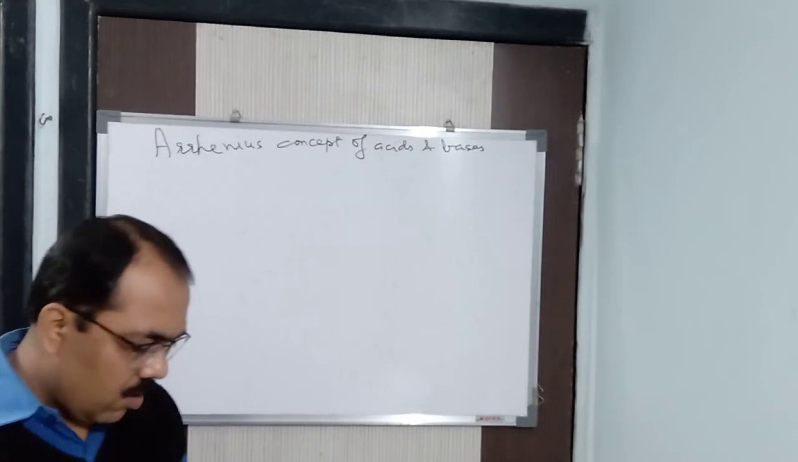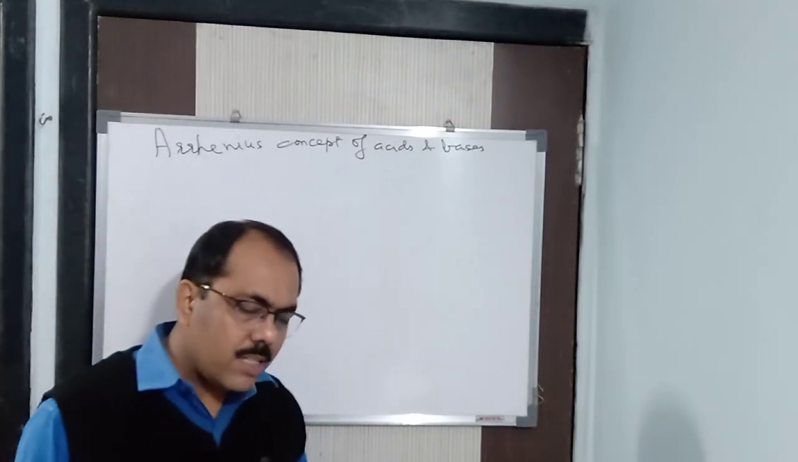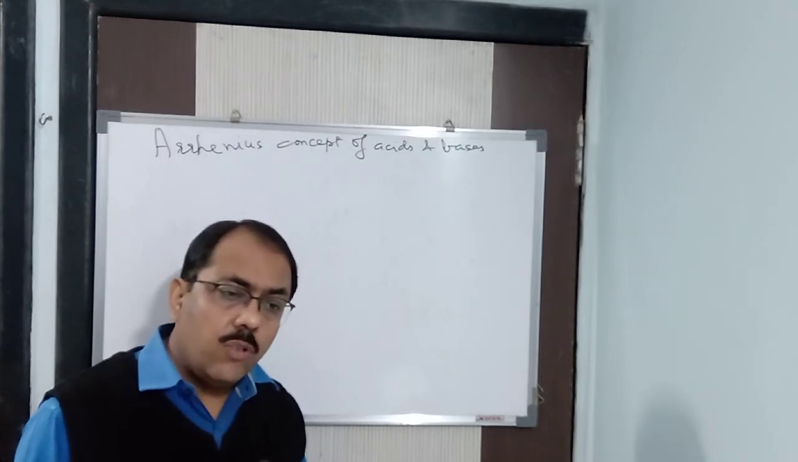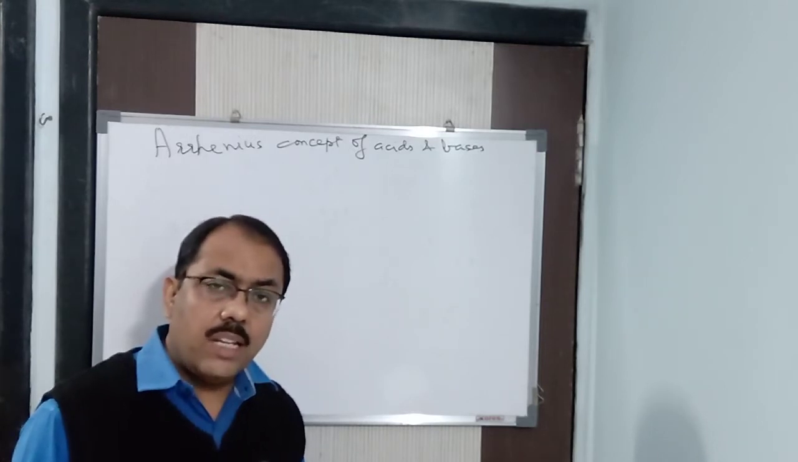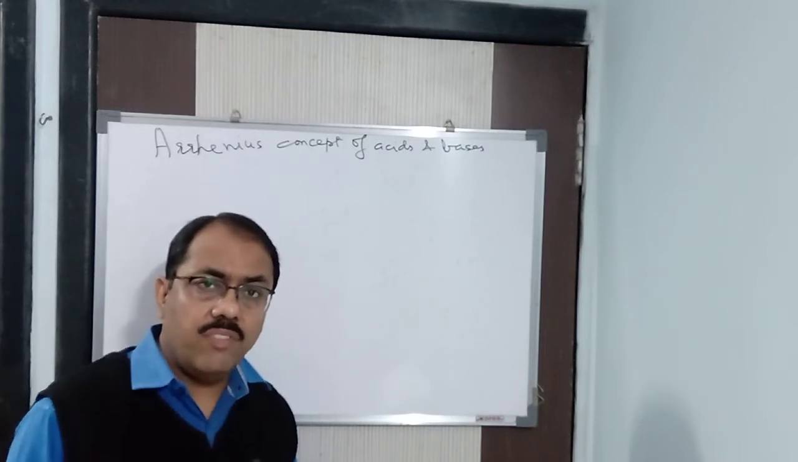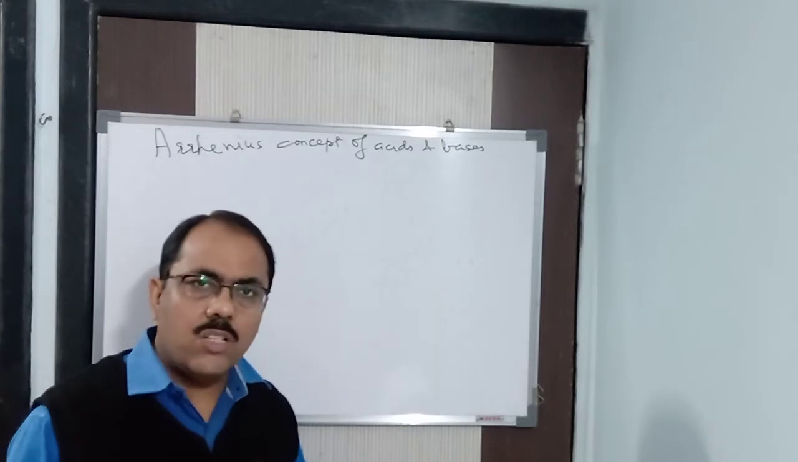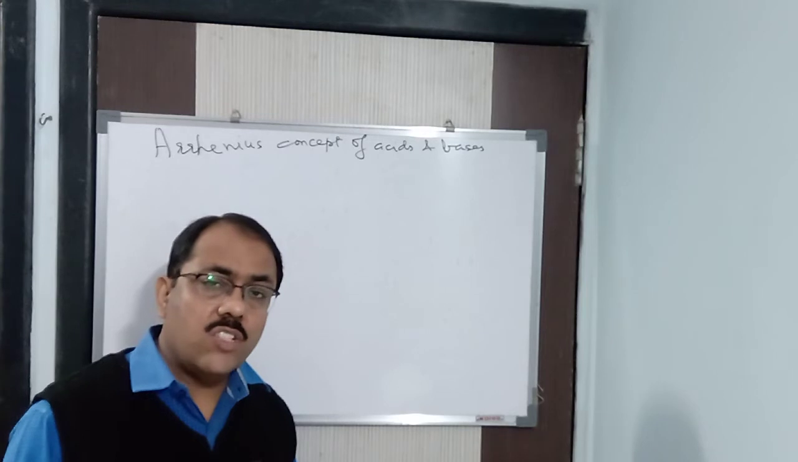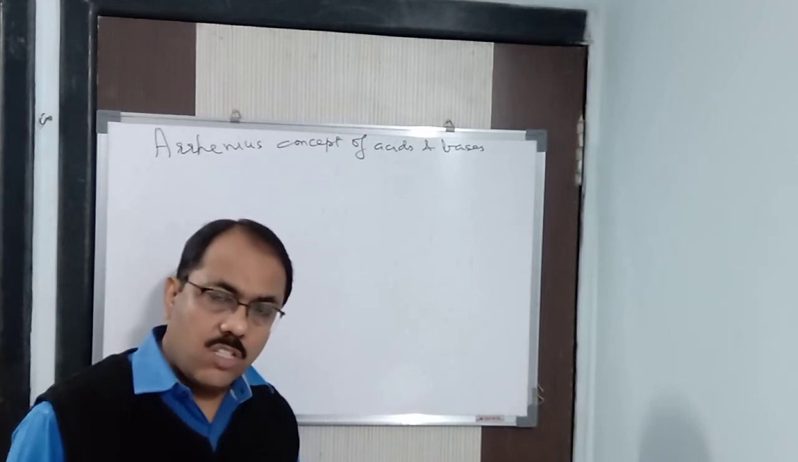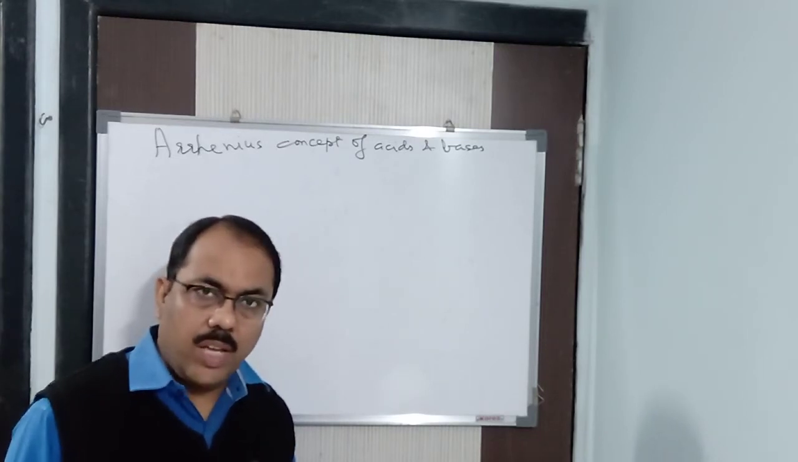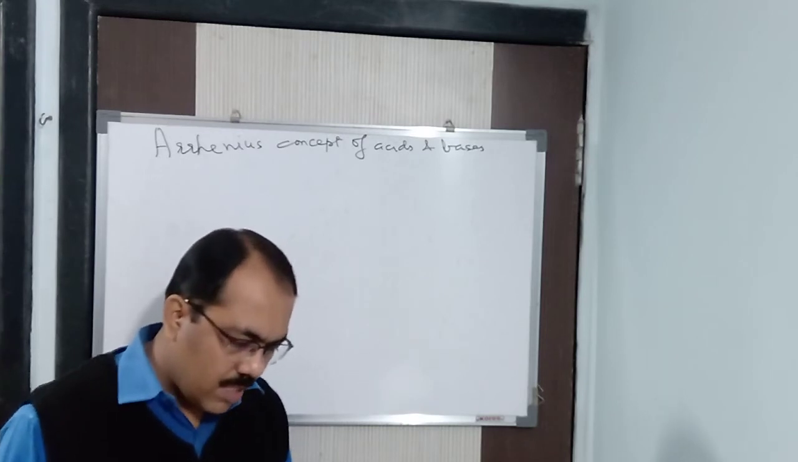Arrhenius needed to classify them: a strong acid gives more H plus ions, and a weak acid gives a lower concentration of H plus ions. Similarly for bases, a strong base gives a higher concentration of OH minus ions, and a weak base gives a lower concentration of OH minus ions. Arrhenius had to classify in this manner, but he did not do so. Clear?